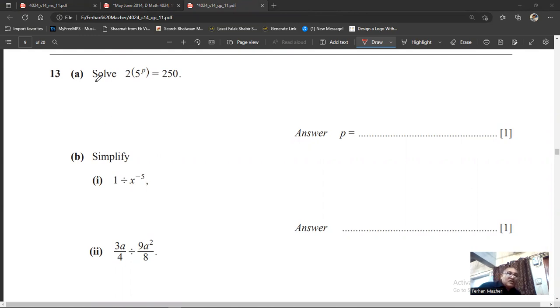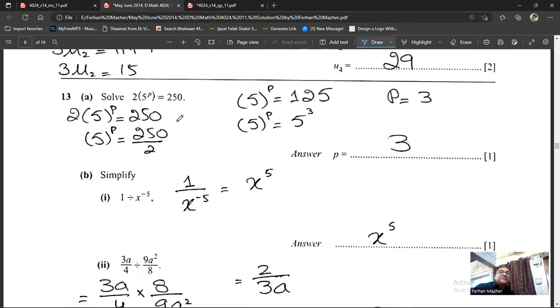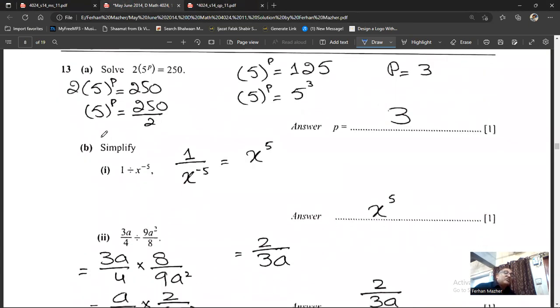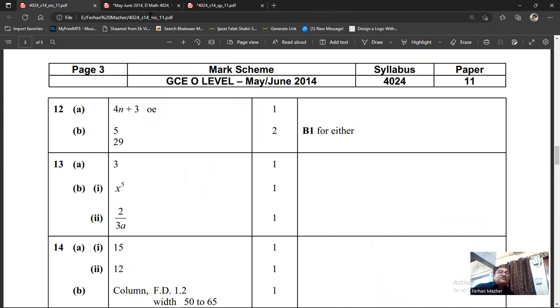Solve. Take this 2 to the other side and divide with the 250. So 250 divided by 2, so 5 raised to power p equals 125. You know 125 is 5 multiply 5 multiply 5, so that's 5 cube. So bases are same, they are equal, so the powers will also be the same. So p will be equal to 3. So the p value is 3.